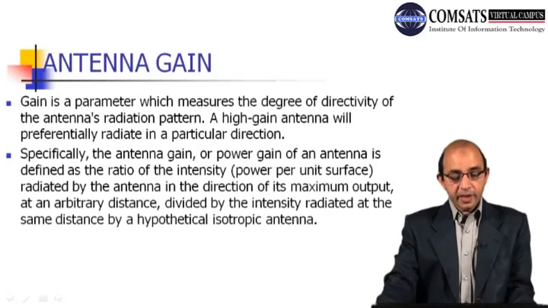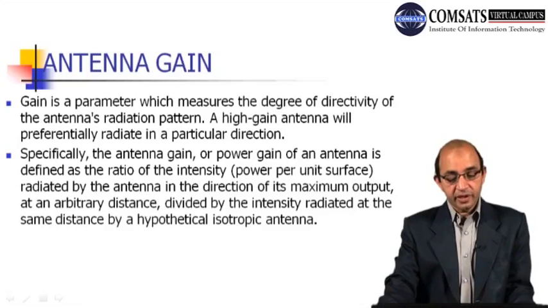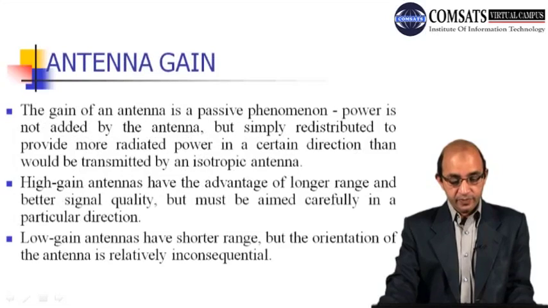Gain is a parameter which measures the degree of directivity of the antenna radiation pattern. A high gain antenna will preferentially radiate in a particular direction. Specifically, the antenna gain, or the power gain of an antenna, is defined as the ratio of intensity, power per unit surface, radiated by the antenna in the direction of its maximum output at an arbitrary distance, divided by the intensity radiated at the same distance by our reference antenna, that is the isotropic antenna.